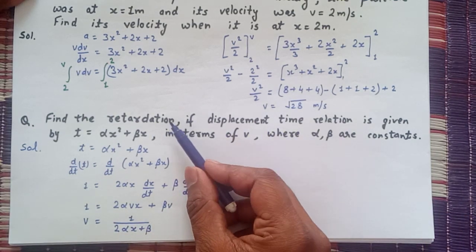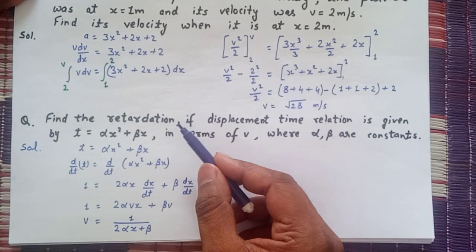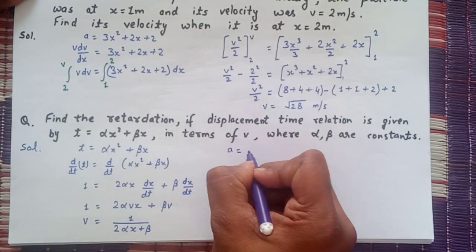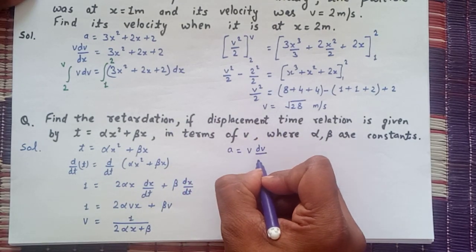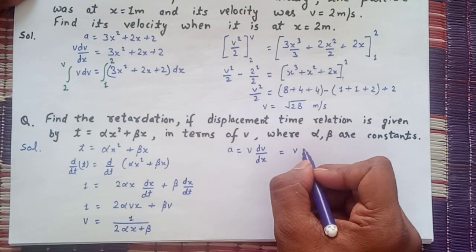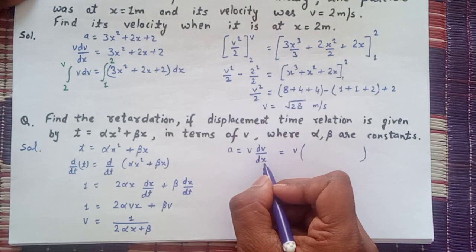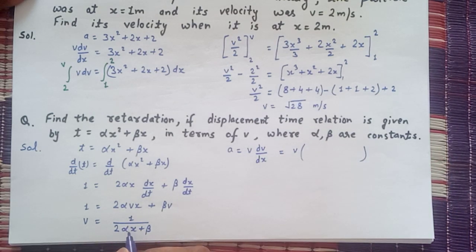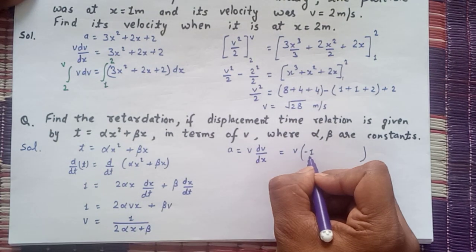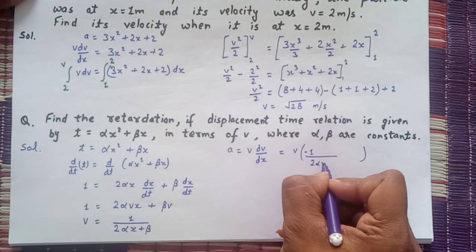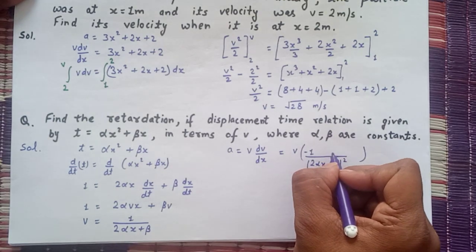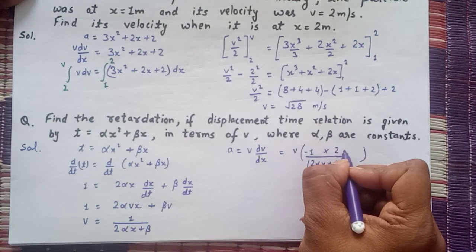And the question is asking for retardation, or I can say the negative of acceleration. So to find the acceleration, we know that its formula is v dv by dx. So v, and the differentiation of velocity with respect to x, we have to differentiate this one. So its differentiation will be minus 1 upon (2αx + β) whole squared, multiplied by 2α.